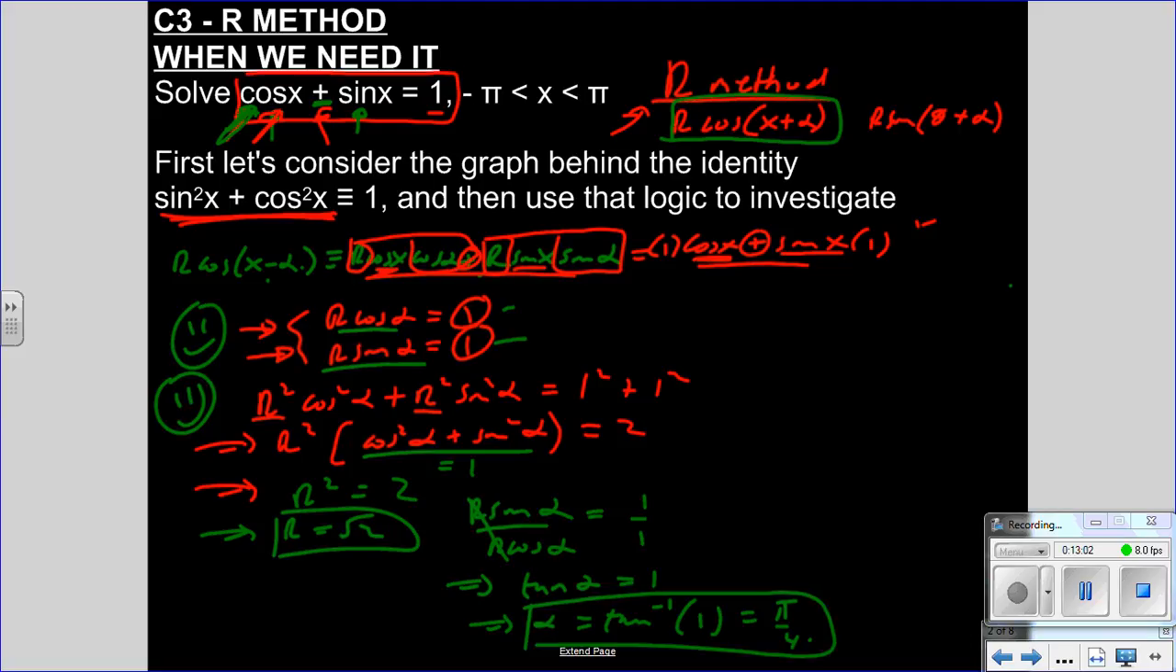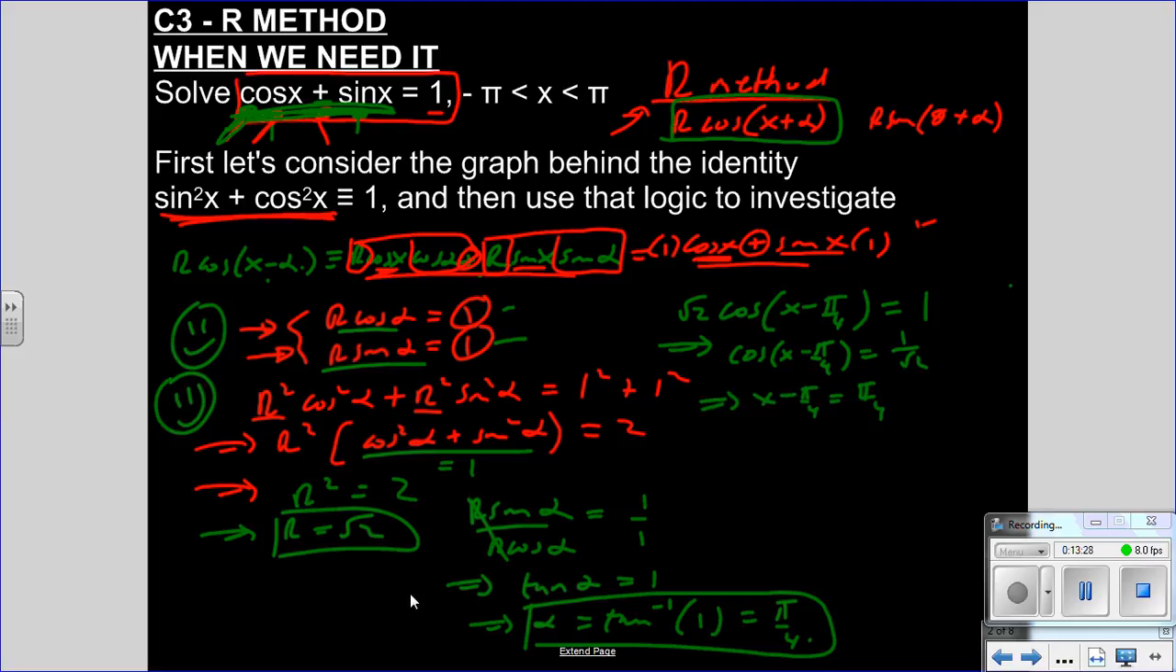So what I'm saying is that this thing here, which was really difficult to solve, is now very easy to solve, because we know it's the same as root 2 cos x minus pi by 4 is 1. And now we can solve this. So to solve, cos x minus pi by 4 is 1 over root 2. Cos to the minus 1 of that is pi by 4, right? We also have minus pi by 4 because it's cos.